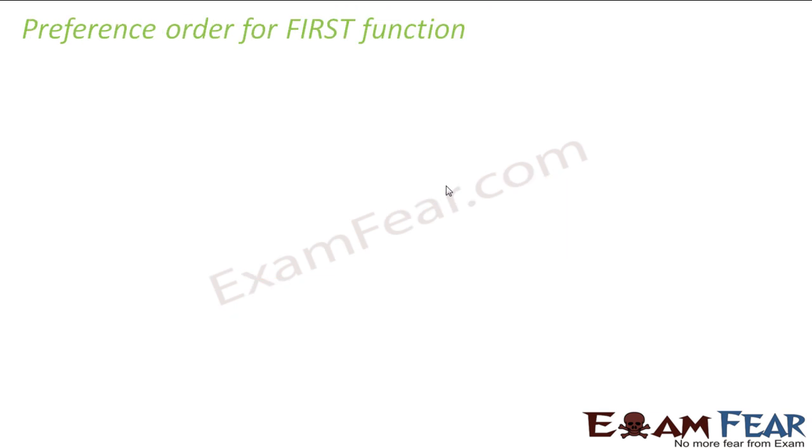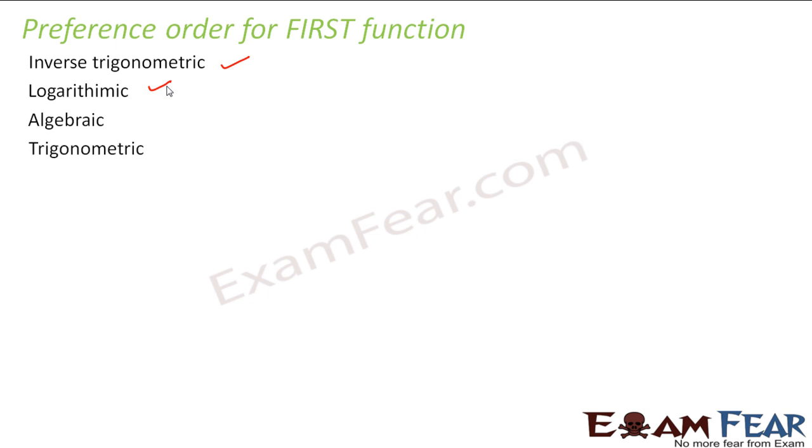So to make your life simple, we have developed a list of preference order. If it is an inverse trigonometric function, that will be taken first, logarithmic function second, algebraic function third, trigonometric function fourth, exponential last. So this is the order.